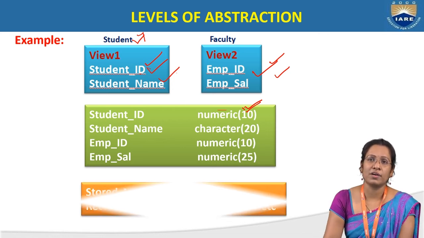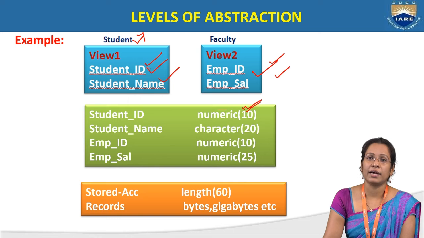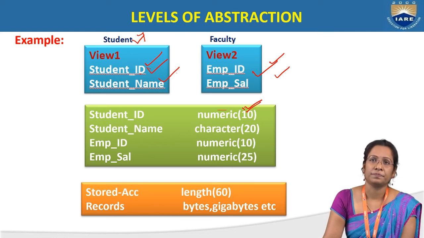And the last one, the final level of abstraction, is called the physical level. What does the physical level contain? The physical level contains the records. Whatever information we use in the conceptual level will be held in records, in the form of bytes, gigabytes, etc., and they will take some length. The physical storage will store the tables, all that information, in the form of records. So this is the example of how data is held in the conceptual level, view level, and physical level.